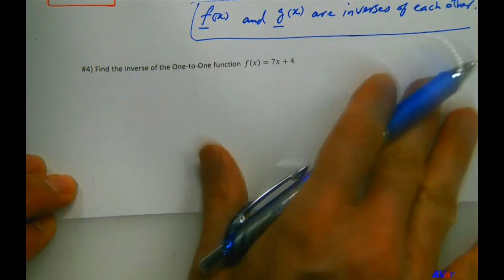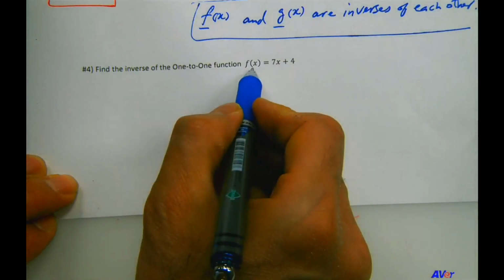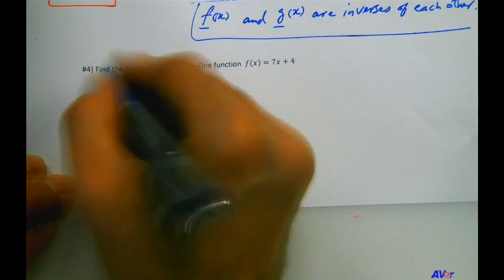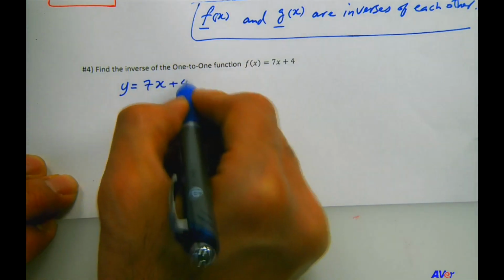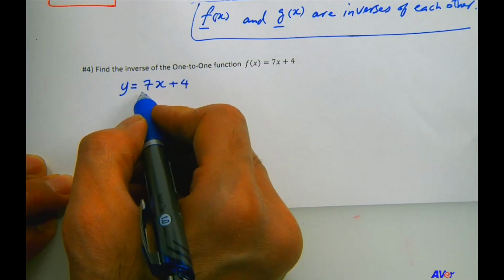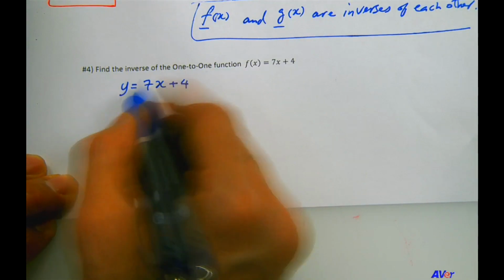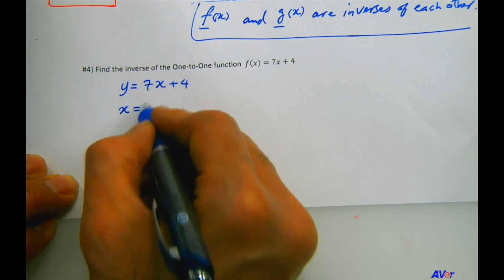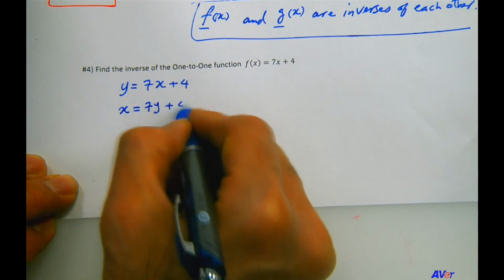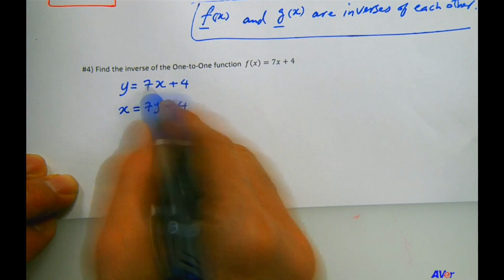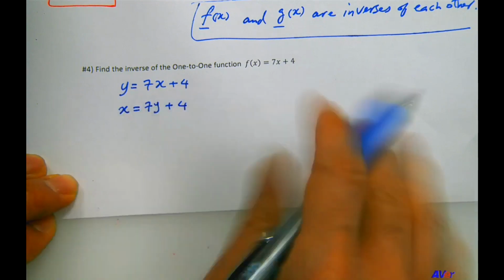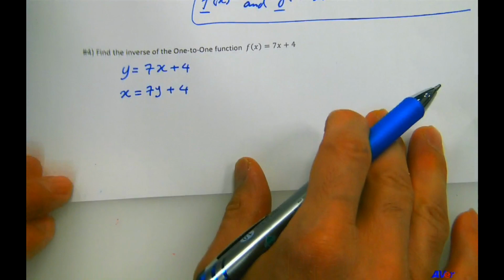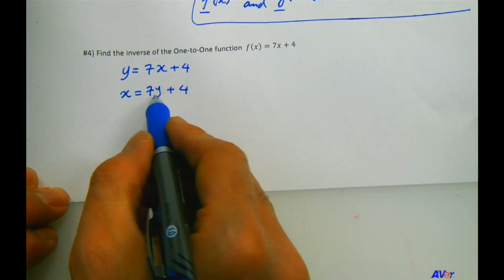Okay. So first, let's replace f of x with y, right? I hope you did that in your own solution. And I hope next what you did was swap the place for x and y. So x equals 7y plus 4, right? The 7 and the numbers stay where they are. It's just x and y that got swapped. Now we have to solve for y.